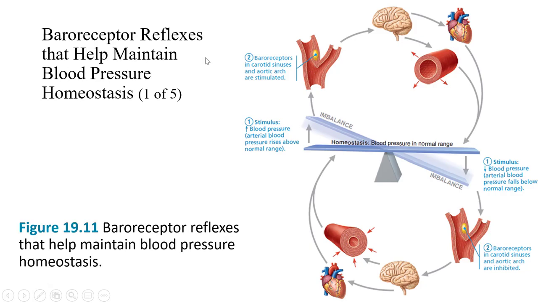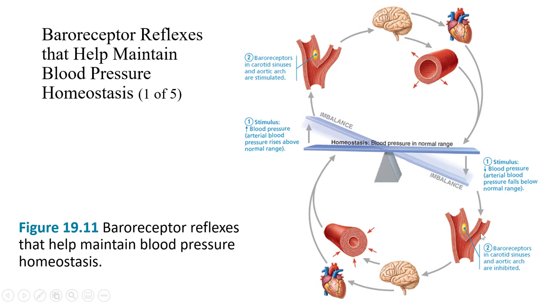Well, actually, it's pretty much like, okay, let's get to the first imbalance right here. There is a stimulus that would depress the blood pressure. The blood pressure drops down. The arterial blood pressure falls below the normal range.